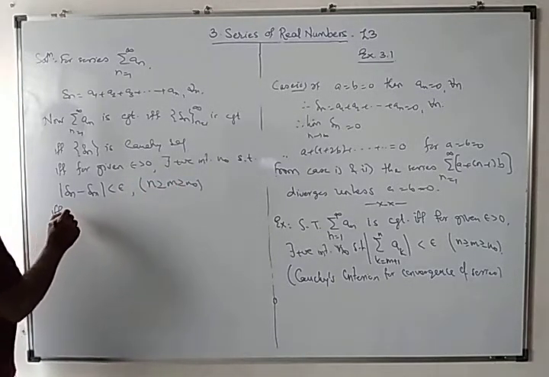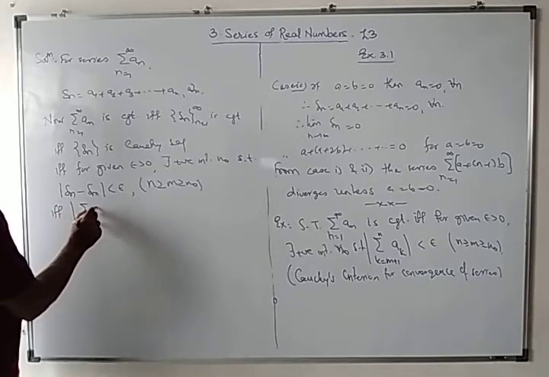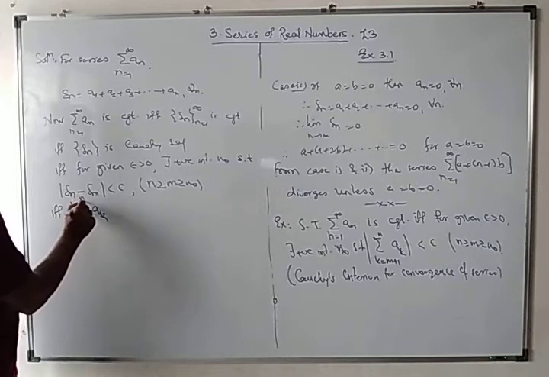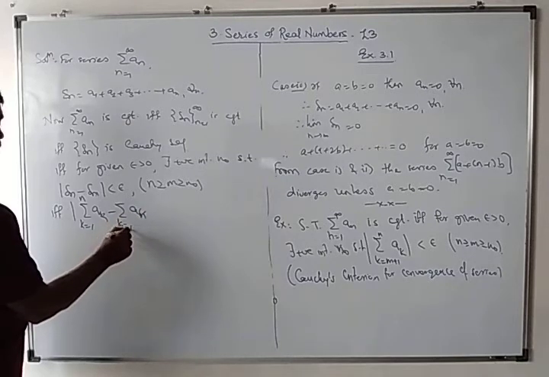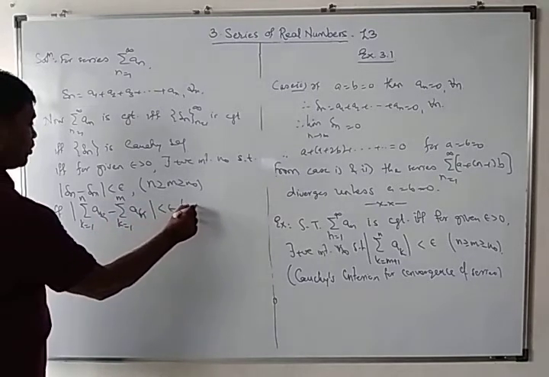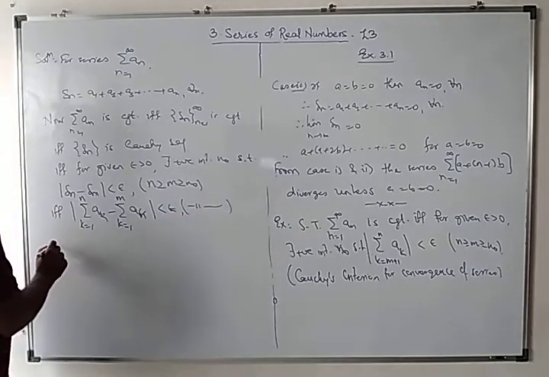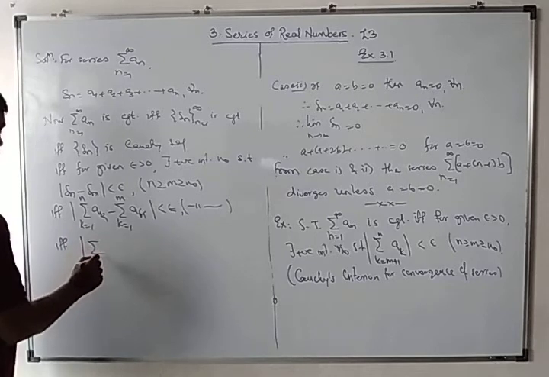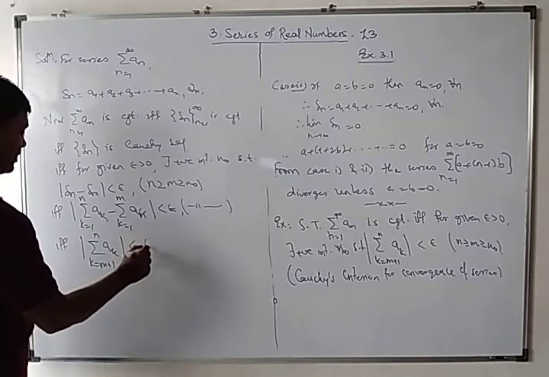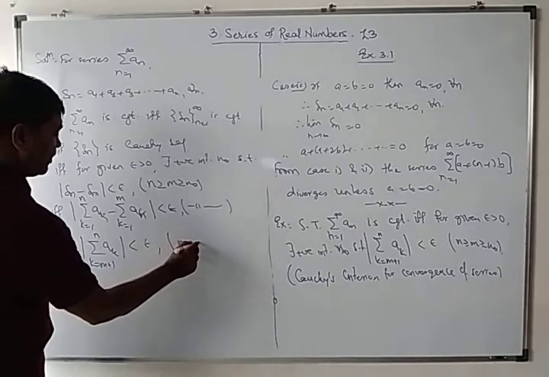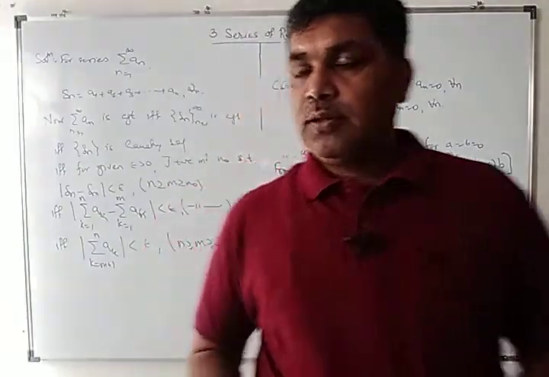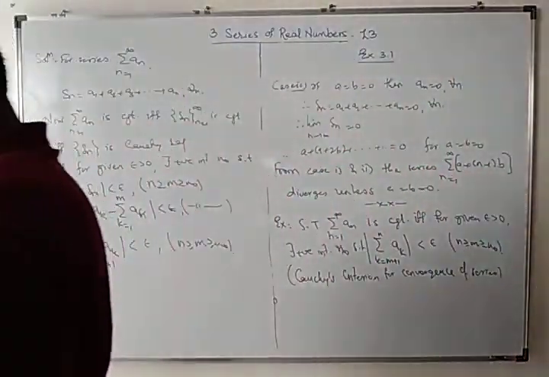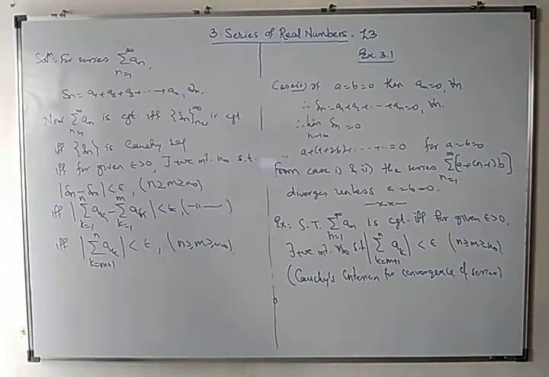If and only if mod of summation ak, k equal to 1 to n, minus summation ak, k equal to 1 to m, is less than epsilon, if and only if the modulus of summation ak, k equal to m plus 1 to n, is less than epsilon for any n greater equal m greater equal n naught. Is it clear? So thus we have studied Cauchy's criterion for convergence of series.